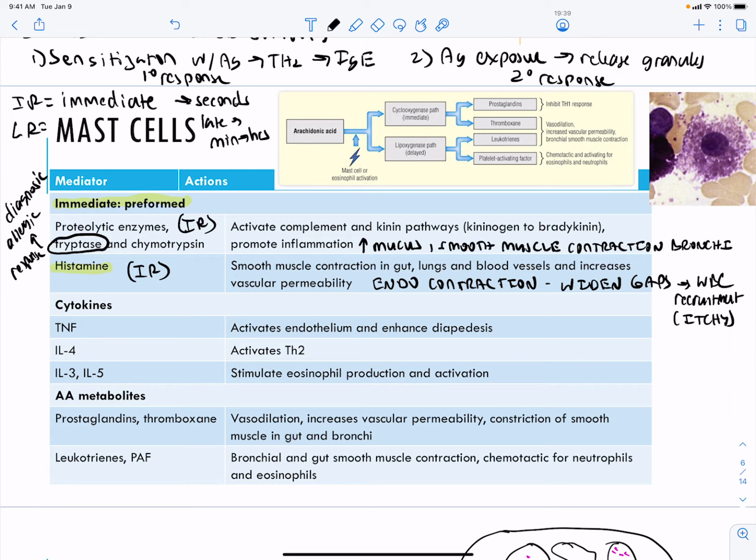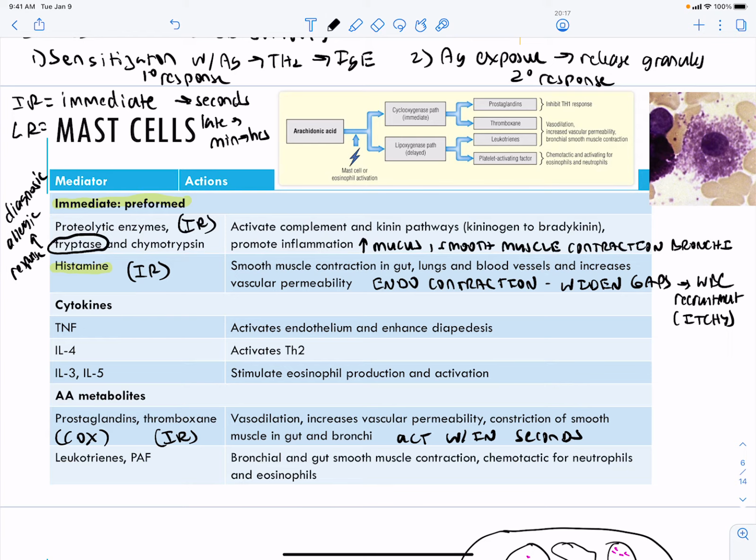Now, there are some also immediate reactions with respect to your prostaglandins. So your prostaglandins are going to be released very early. They're going to cause vasodilation, vascular permeability, constriction of smooth muscles in the gut and bronchi. And these are going to act within seconds. And of course, you know that these are made by cyclooxygenase.